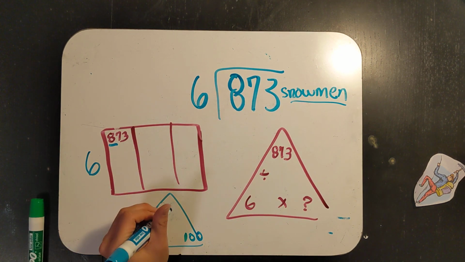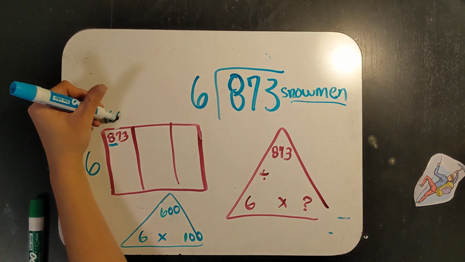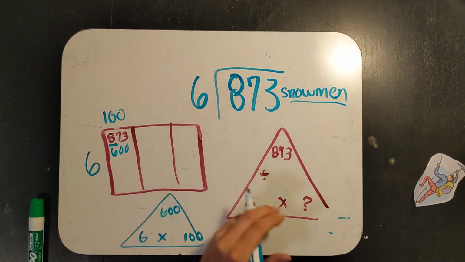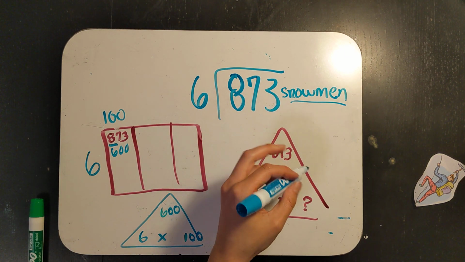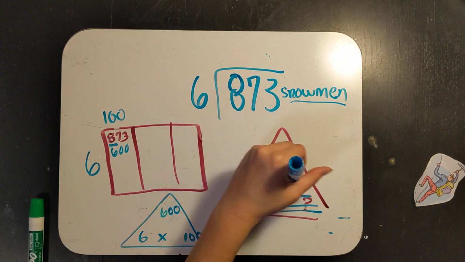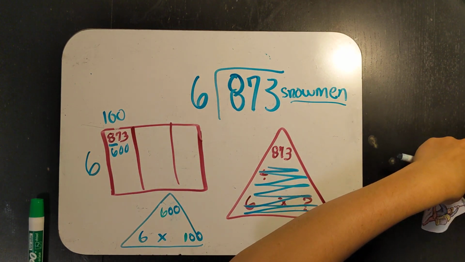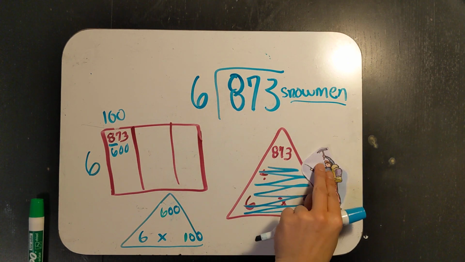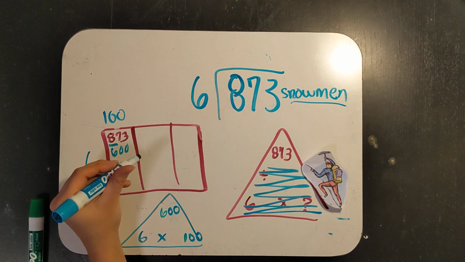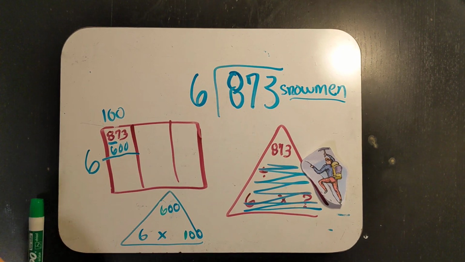6 times 100 is 600. We're just trying to make progress, and 600 is pretty good. We're trying to get to 873, and we already got 600 of the way. Where's my mountain climber? There he is. Hey, you're making pretty good progress there. Do the next step on your own, then unpause.